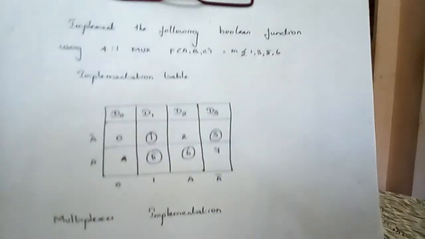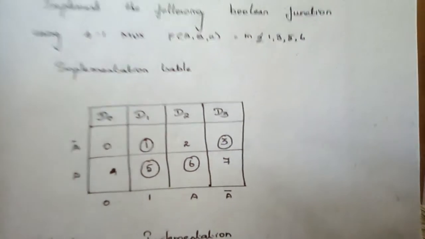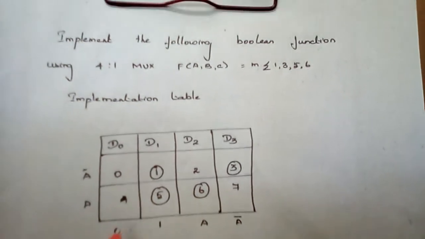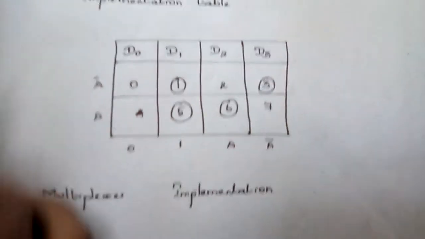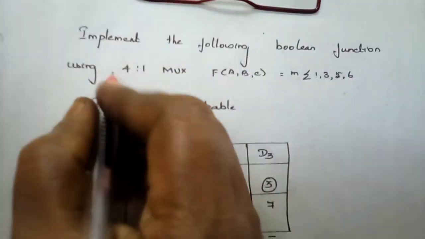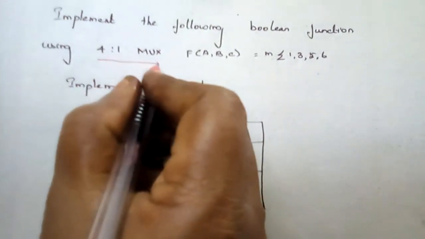Welcome to my channel. Today in this session, let us discuss the design of a multiplexer. Already we have discussed the multiplexer, and here we are going to design a multiplexer. So our question is to implement the Boolean function using a 4:1 mux.